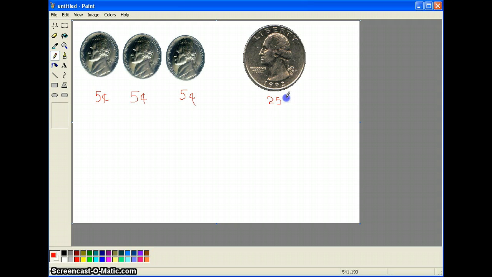But wait a second, what is a cent? Okay, well, a cent is a fraction. So when they say 5 cents, you're talking about 5 over 100. Okay, so this is really 5 over 100, each one of them. And what is really a quarter? 25 over 100.